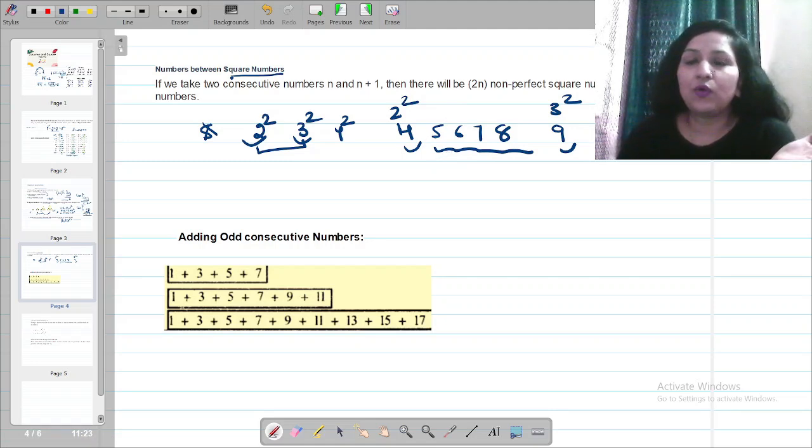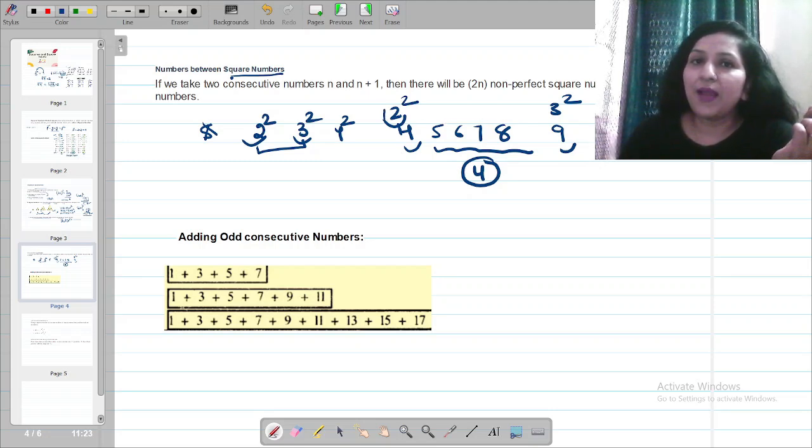We cannot calculate by writing the numbers every time and then counting up. There has to be a rule. We are having 4 numbers. How do we get this 4? This smaller number multiplied by 2. That means if two consecutive square numbers are given, just multiply the smaller number by 2 and that will be your answer. That means if one number is n square, another number has to be n plus 1.